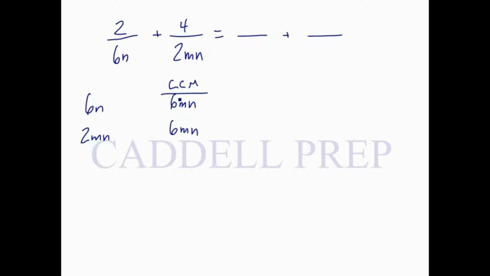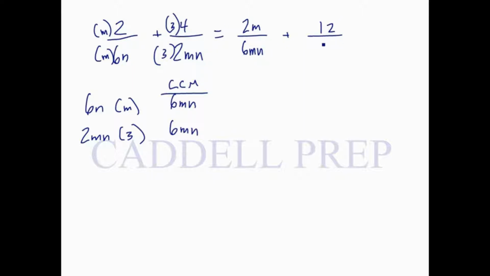So how do we get from 6n to 6mn? Well, we have to multiply this by m. To get from 2mn to 6mn, we have to multiply this by 3. So that's what we're going to do here. We're going to multiply this by m, and of course the numerator by m, and multiply this denominator by 3, and this numerator by 3. So now this numerator becomes 2m, and it's over 6mn. This becomes 12, and it's over 6mn.